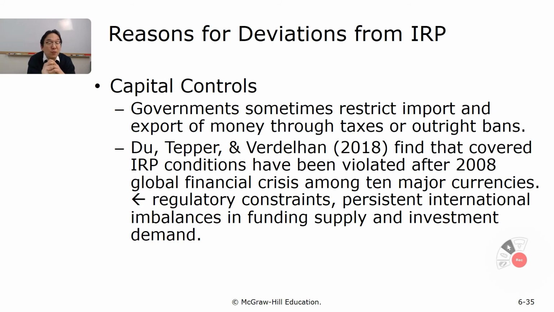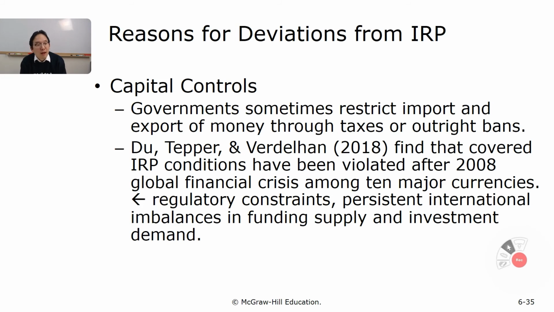Why does it deviate sometimes? Well, first of all, capital controls, right? Governments sometimes restrict import and export of money through taxes or outright bans. Movement of capital, right? You don't want to upset the government of the country that you are working in.